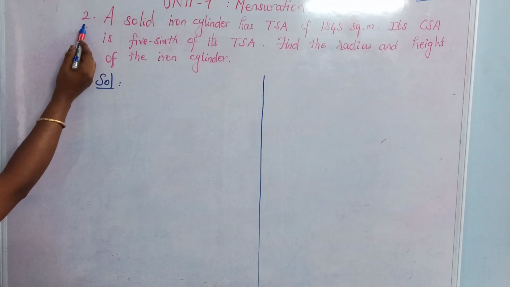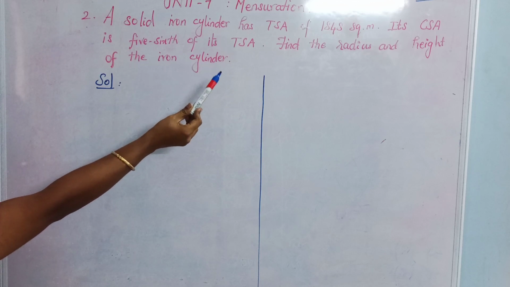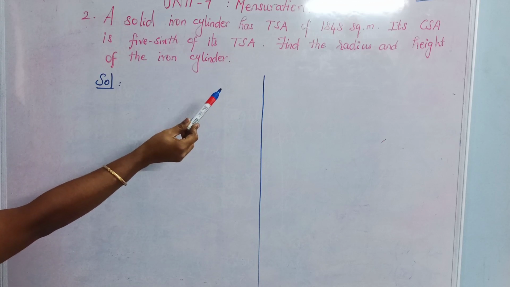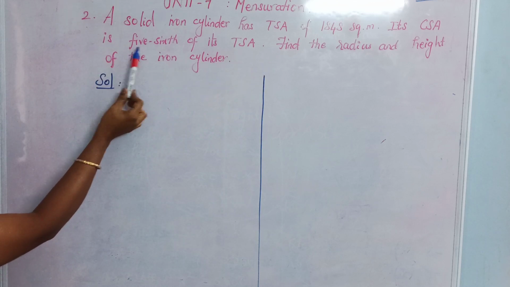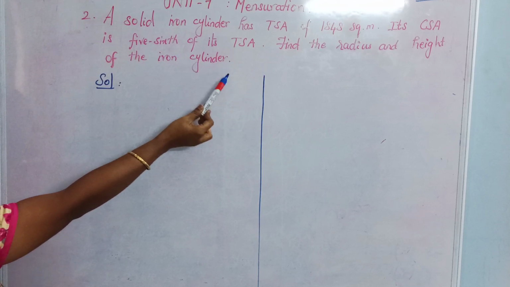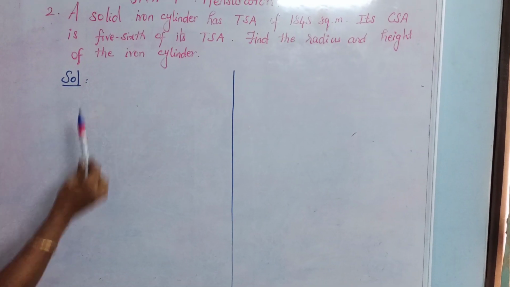Here comes the second problem. A solid iron cylinder has total surface area of 1848 square meter. Its curved surface area is 5/6 of its total surface area. Find the radius and height of the iron cylinder.